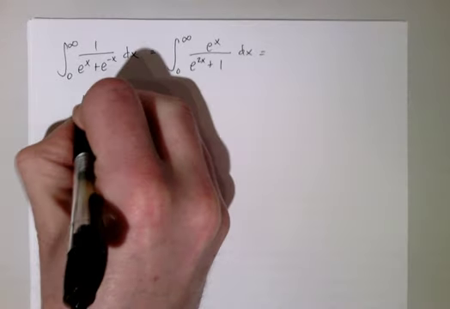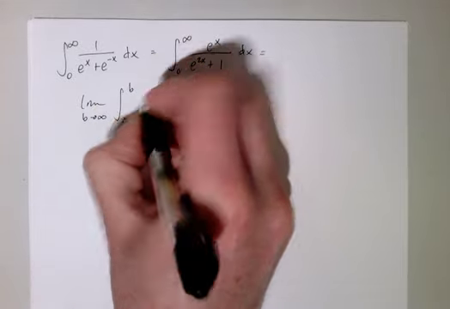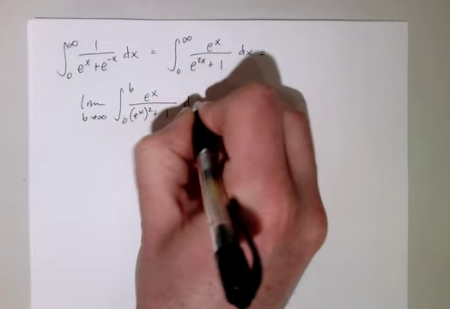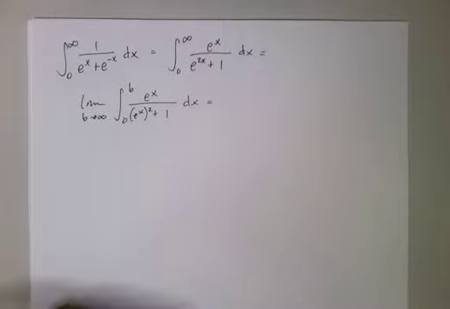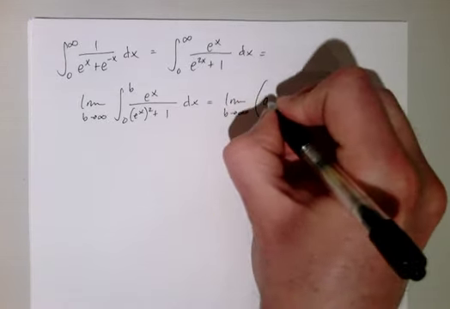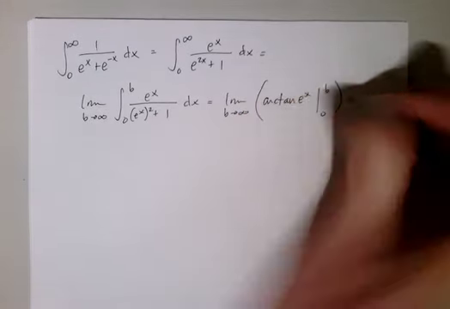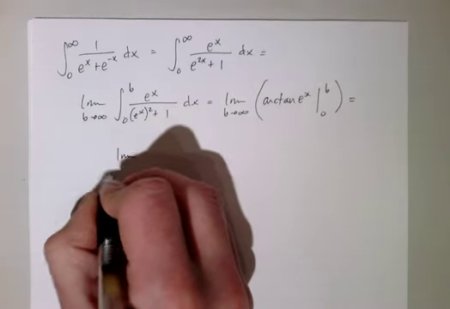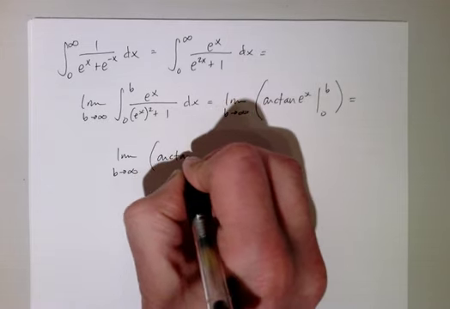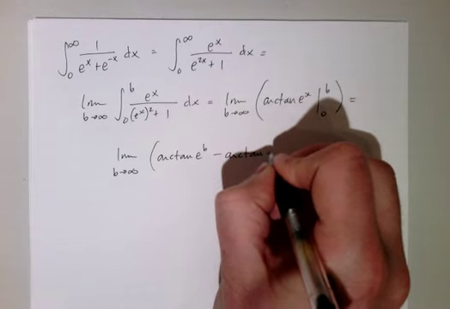And if I go ahead and do the limit as b approaches infinity of the integral from 0 to b of e to the x, and I'll make it a little more explicit that it's arctan, I get the limit as b approaches infinity of arctan e to the x from 0 to b, which winds up being the limit as b approaches infinity of arctan e to the b minus arctan e to the 0.